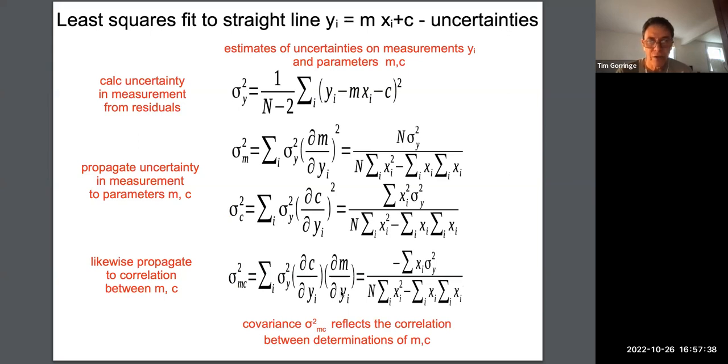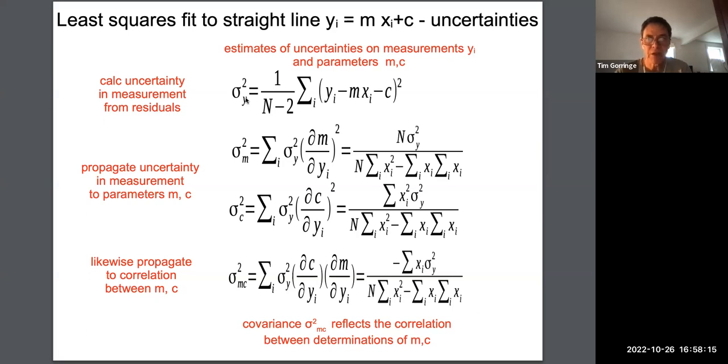I'm not going to go through this slide in gory details, but I want to show you the results of this slide. These are the results for several things. So sigma y squared, this is the square of the standard deviation of y. This is the variance of y, where y are the dependent variables, the data points.